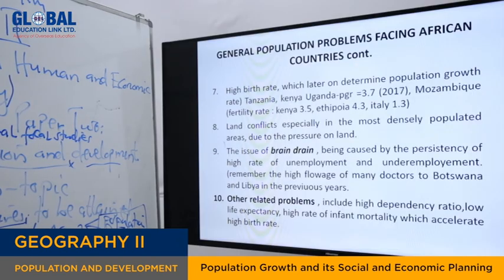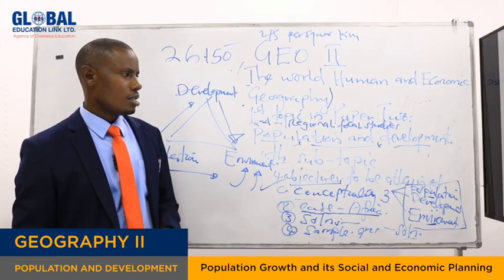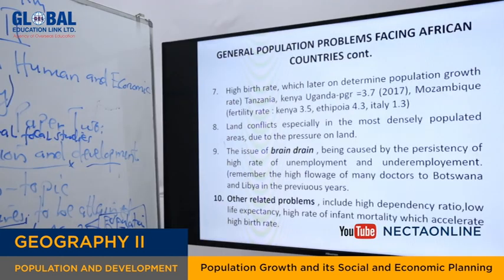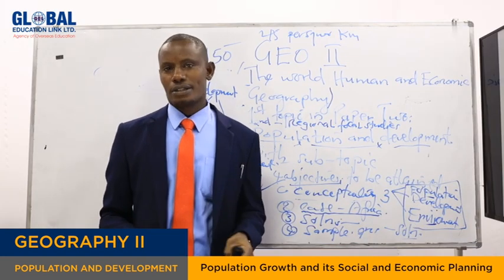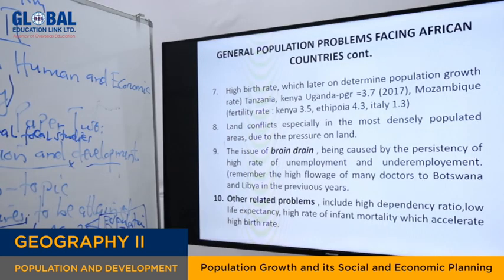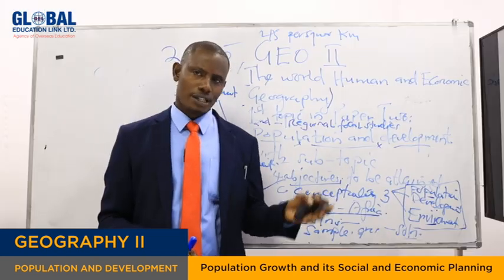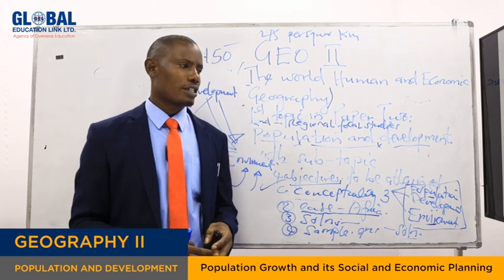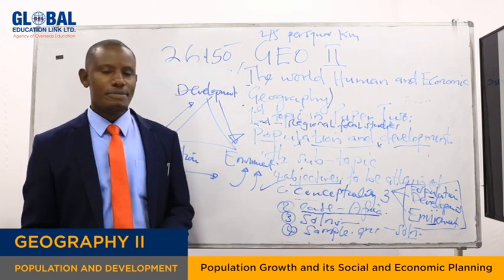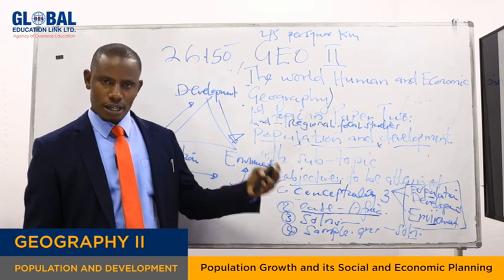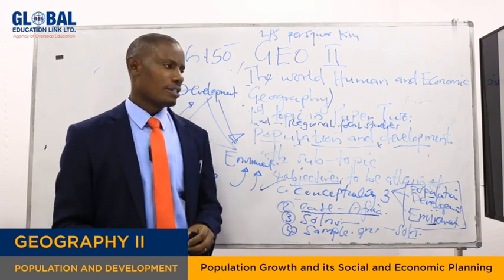But again, you have the so-called land conflicts, especially in most densely populated areas. This is due to the pressure on the land. We have seen them. There are so many pressures connected with the land. But again, we have the issue of brain drain. People have a tendency of just looking for greener pastures, especially in developed countries. This is being caused by the persistence of a high rate of unemployment and underemployment. We can recall that in the previous years, we used to have a high flow of doctors to Botswana and Libya. Why? Because they were just looking for greener pastures. So it's one of the problems facing the African countries.